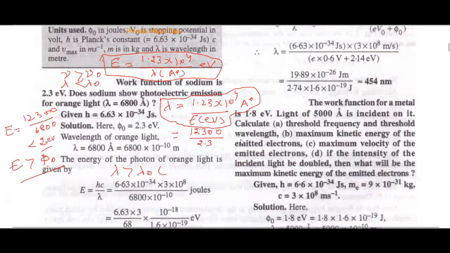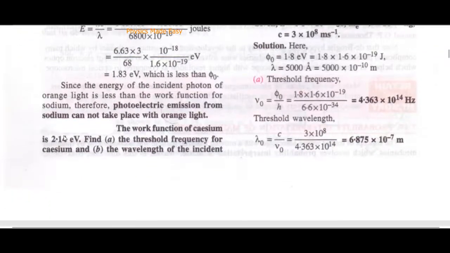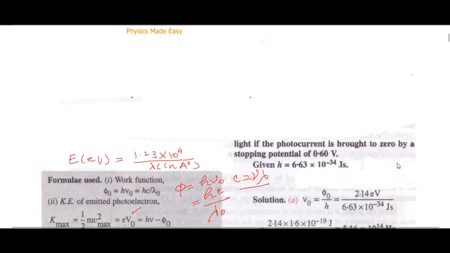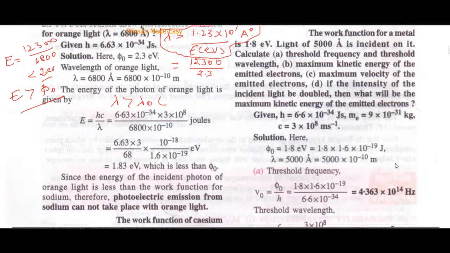Now, what he says, we will read again. If the work function is this, find the threshold frequency of the cesium first. You can calculate lambda, and then there is also a direct shortcut for the calculation of its frequency that I will give you in my next lecture. The wavelength of the incident light: now we have to give the wavelength of incident light.